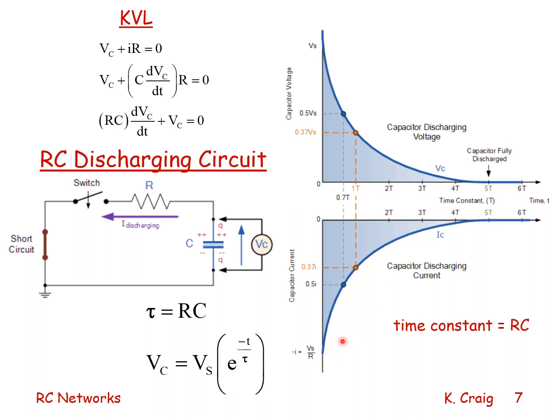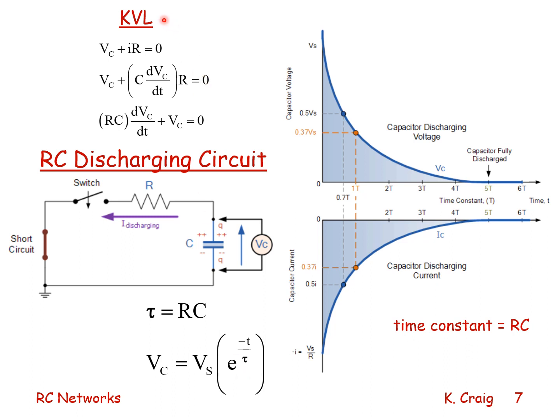And here is a plot of the capacitor discharging current. The time constant is still R times C. The equation that describes this exponential decay is given here. Where does this come from?